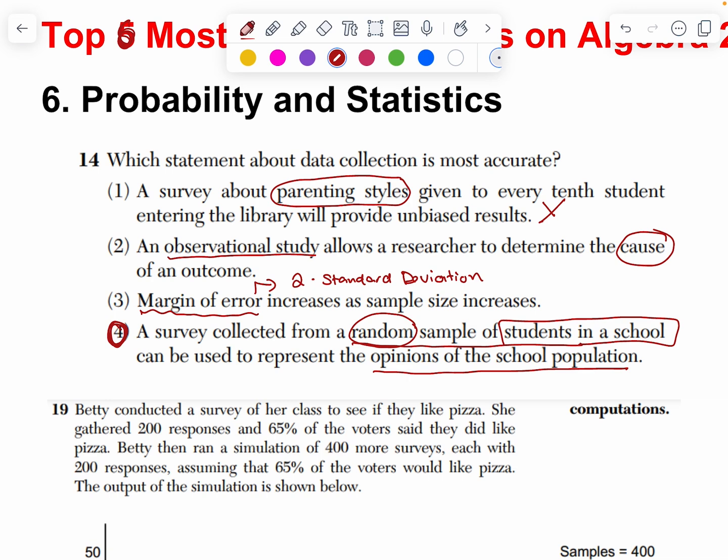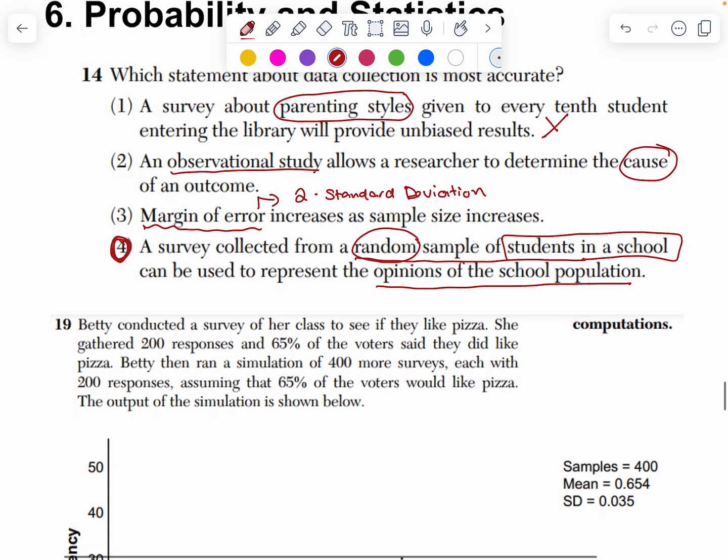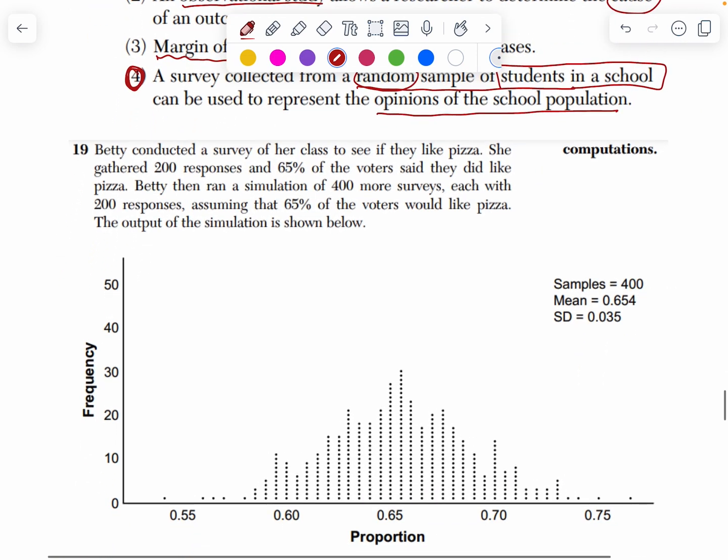You do need to know what a survey is, but a lot of it will be about how you interpret it and how you can prevent bias from occurring. Now, question 19 on this is one of those simulation questions. You all know my opinions on these simulation questions, but we're going to take it one at a time.